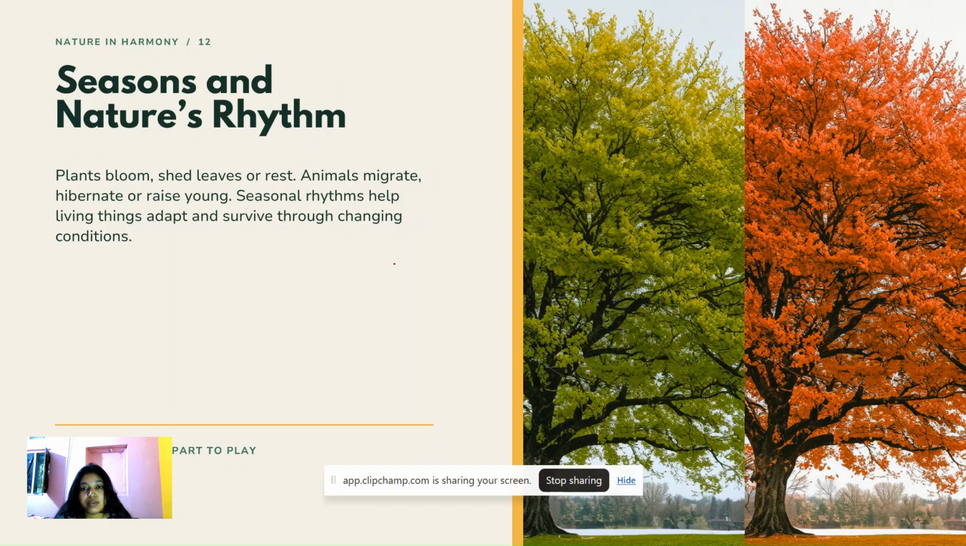You can see the image of green leaves and red leaves. After shedding, the green leaves' color changes and they fall down to the earth, and again new leaves are brought. So it is called plants bloom. So see, in the different types of seasons, nature gives different types of roles.